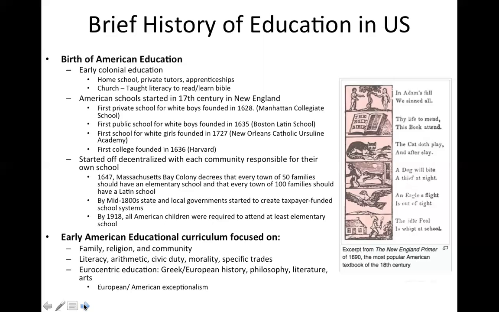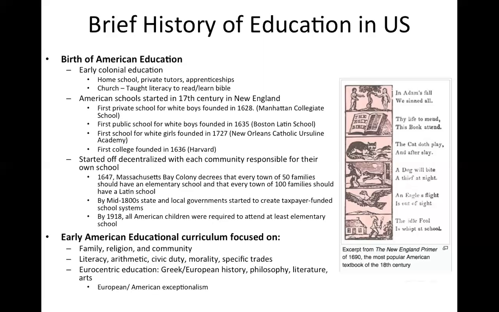It really started in 1647, in Massachusetts Bay Colony. They decided that any town with 50 families had to have an elementary school, and any town with 100 families had to have a Latin school. Again, this was to teach kids about Puritan and Calvinistic religion and things like that, so it was very focused on religion. But it really wasn't until the mid 1800s to early 1900s, after the colonial period, when the United States was formed, that local, state, and federal governments really started focusing on creating taxpayer-funded school systems.